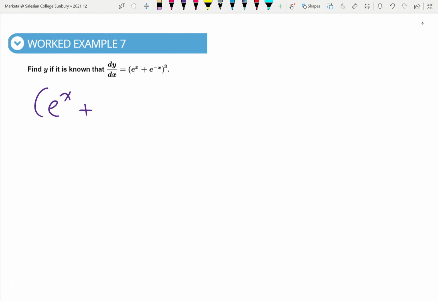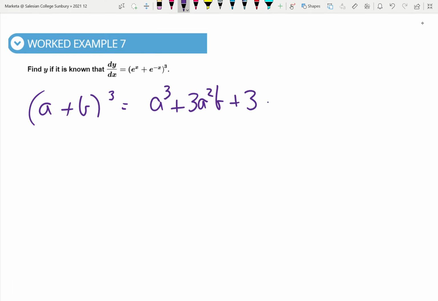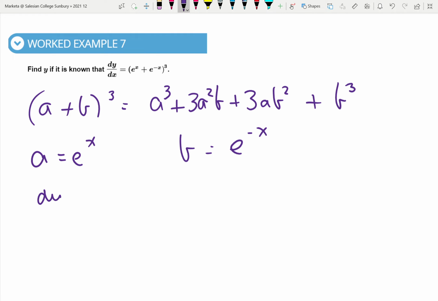So let's do that, and I will write the rule out here, which is a plus b cubed is going to equal a cubed plus 3a squared b plus 3ab squared plus b cubed. So let's sub in the values. So a equals e to the x and b equals e to the neg x. So that means we get dy dx equals, so note the notation here, dy dx, not f dash of x or anything like that, so we want to call it its correct name.